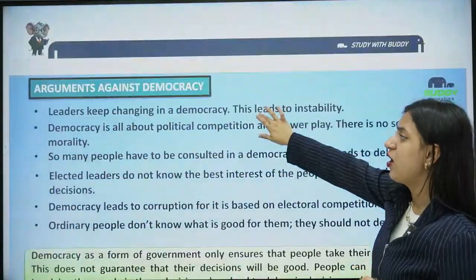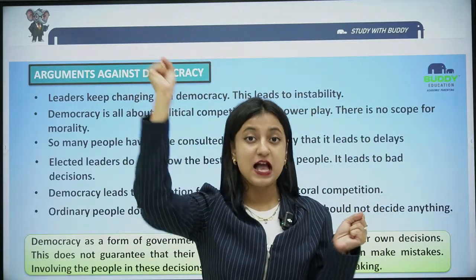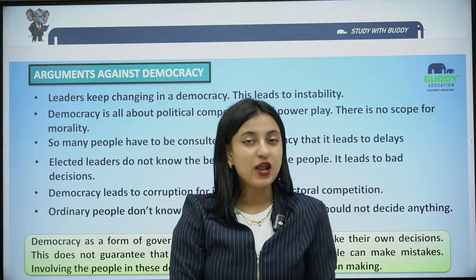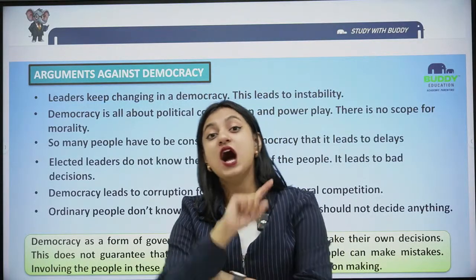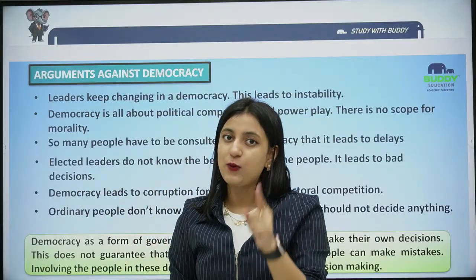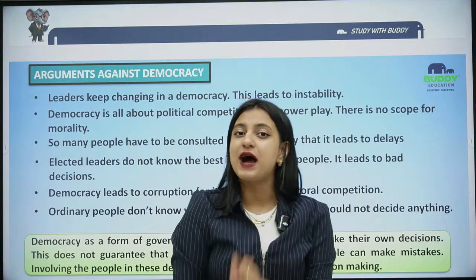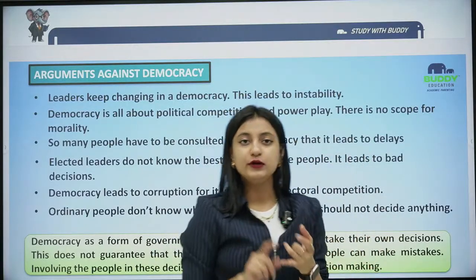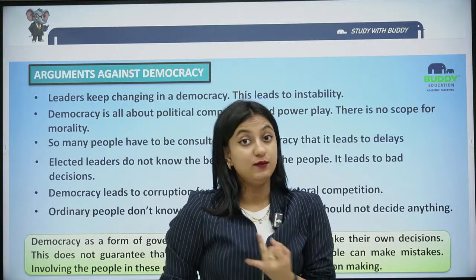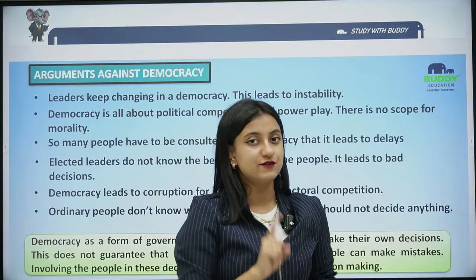Moving forward, now we don't have to only talk about democracy is the best, democracy is the best. Let's also understand that there are arguments against democracy, and even if there are arguments against democracy, why are we still choosing democracy is the question that we have to think about. Because there will be good and bad sides to everything. There will be good sides to monarchy, there will be bad sides to monarchy, there will be good sides to dictatorship, there will be bad sides to dictatorship. There will be good sides of democracy, there will be bad sides of democracy.